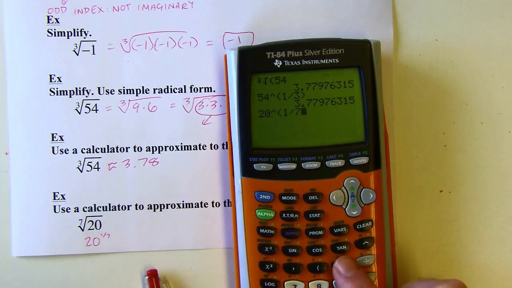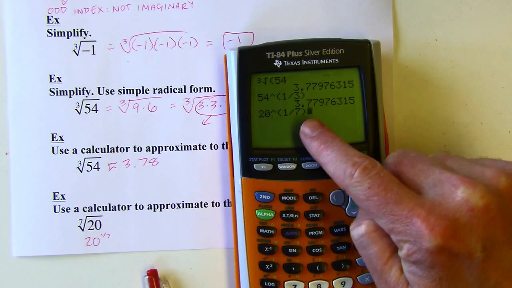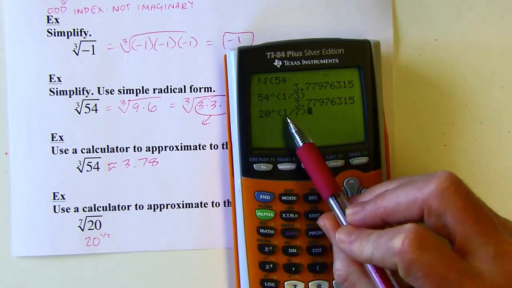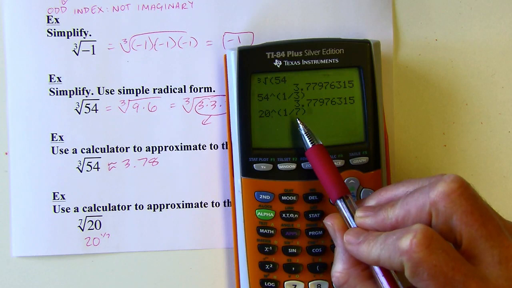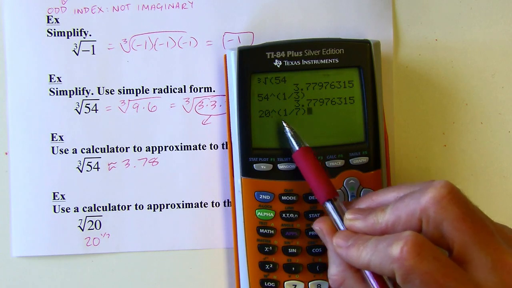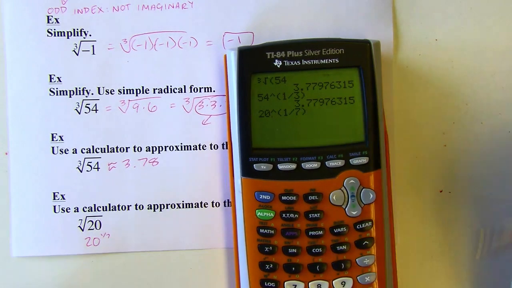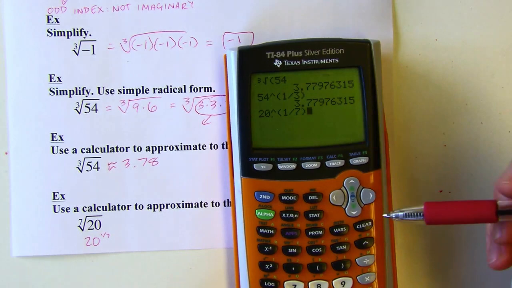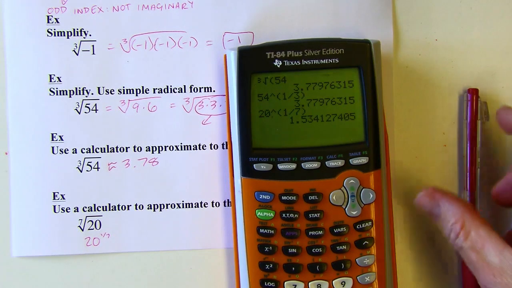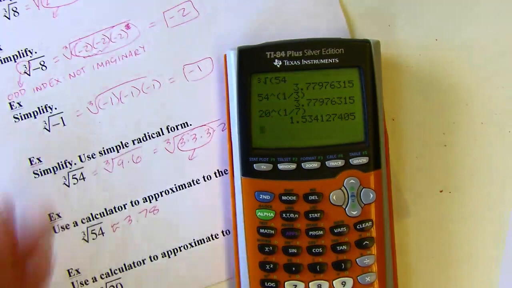And the reason I'm putting this in parentheses here is because I don't want my calculator to raise 20 to the 1st and then divide that by 7, right? That would just be 20 divided by 7. So I'm putting it in parentheses. Some calculators might be smart enough to know that the 1/7 is the exponent, but I'm not taking any risks here. I got about 1.53.